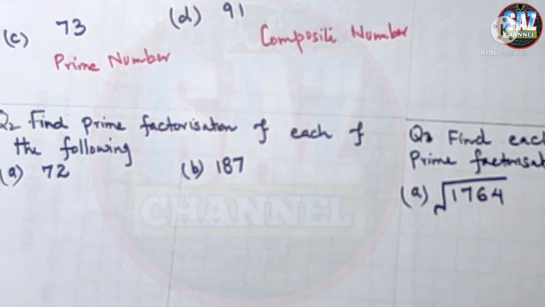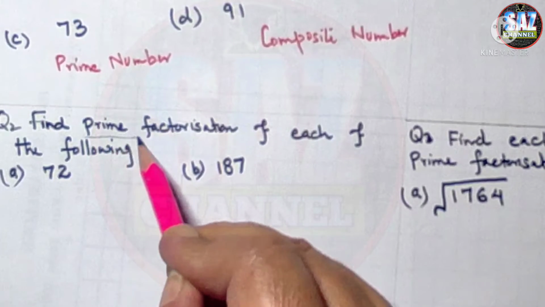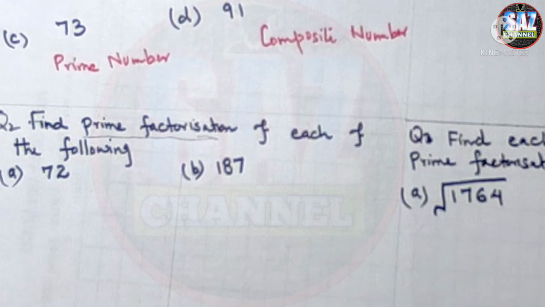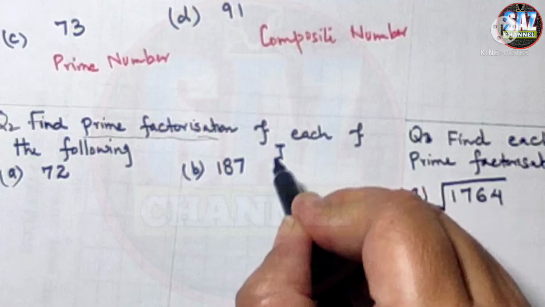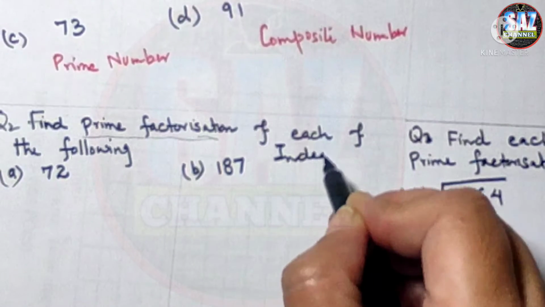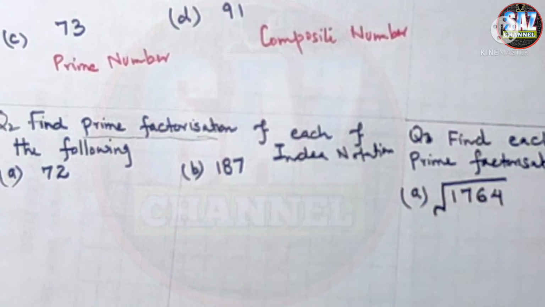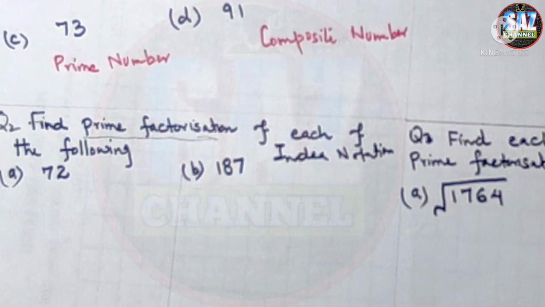the following numbers, leaving your answer in index notation. Okay, one thing is that we have to understand the meaning of the term prime factorization, and the second is that we have to understand what is the index notation. Index notation. Okay, so first of all we have to understand what is factorization and factor.